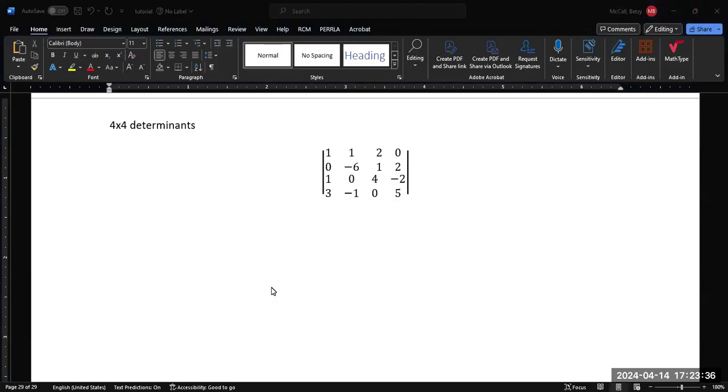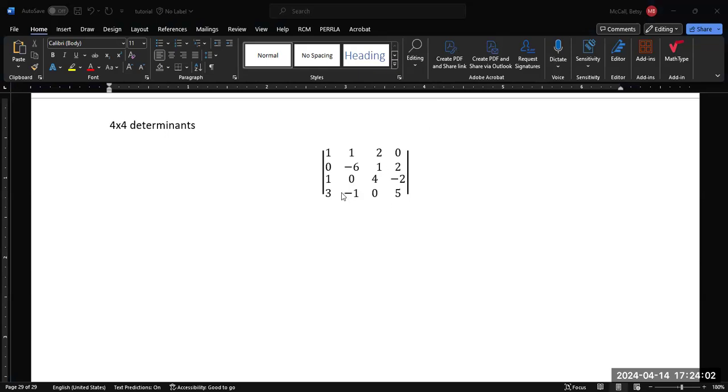Okay, so in this video, we're going to be looking at doing a 4x4 determinant, but we're going to do it both ways. We're going to do it by row reducing, and we're also going to do it by expansion. So let's start with doing it by expansion, because I think it'll make it really clear what the advantages of row reducing are if we do it by expansion first.